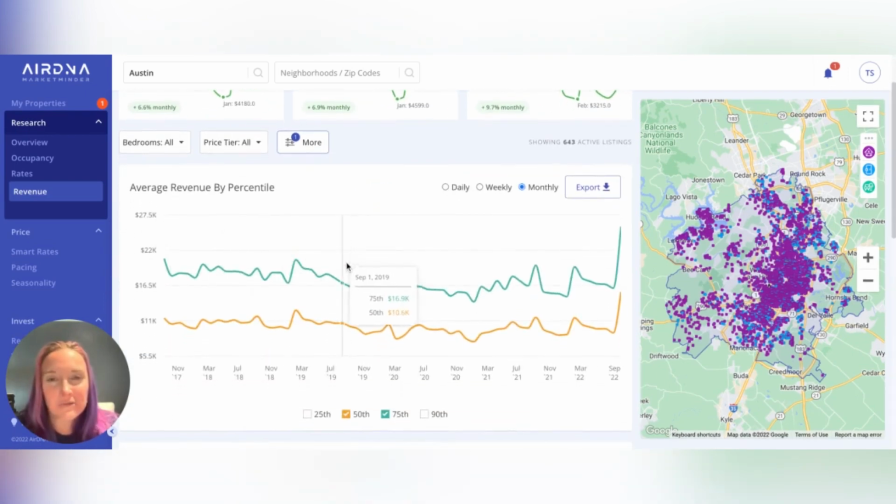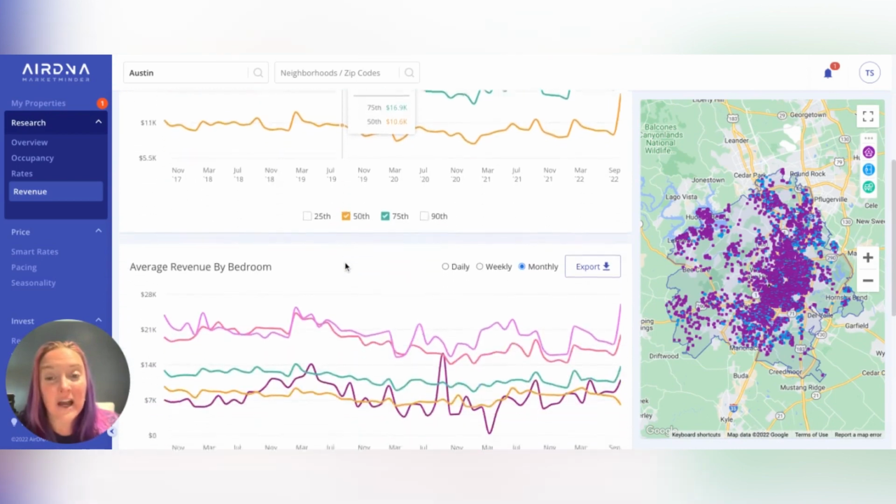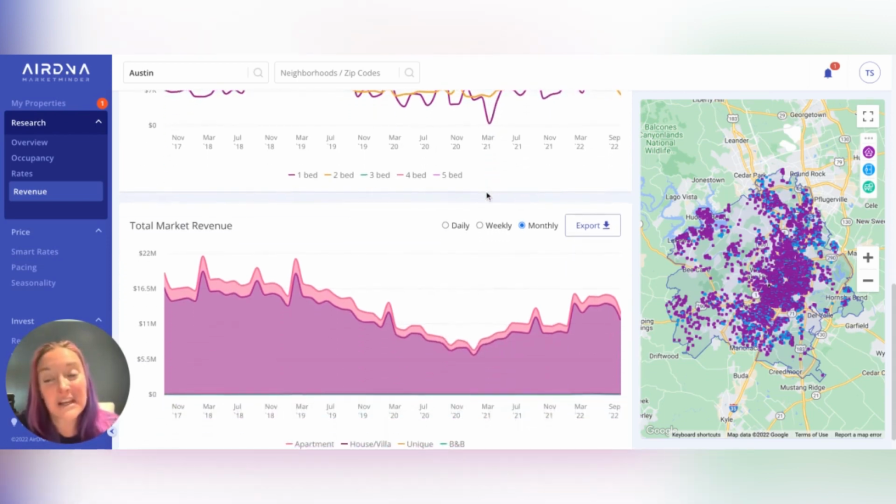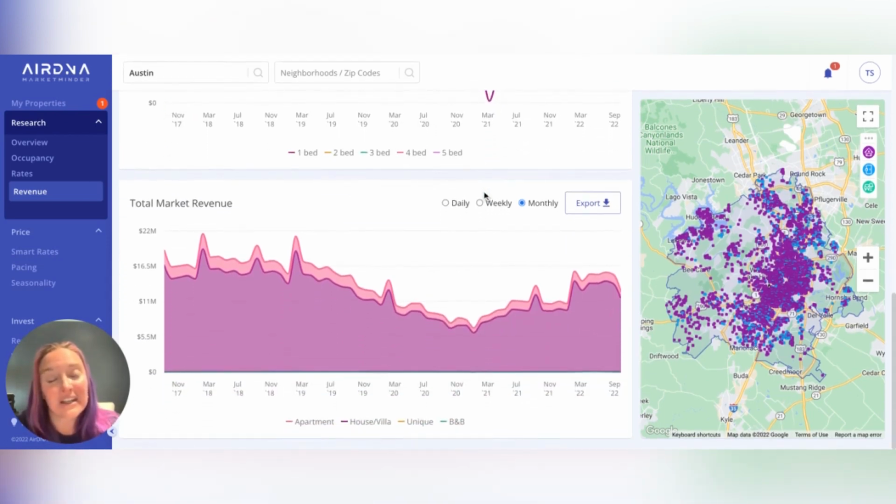So you can come in here and play with all of these filters to get a really, really nuanced view of what your property type should be doing compared to the market and how you sit in that market, or what the best investment would be. Should you go with something larger, or do you want to go with a 3-bedroom? So this is a great way to get a really detailed understanding of what a market does based on what you are most interested in.